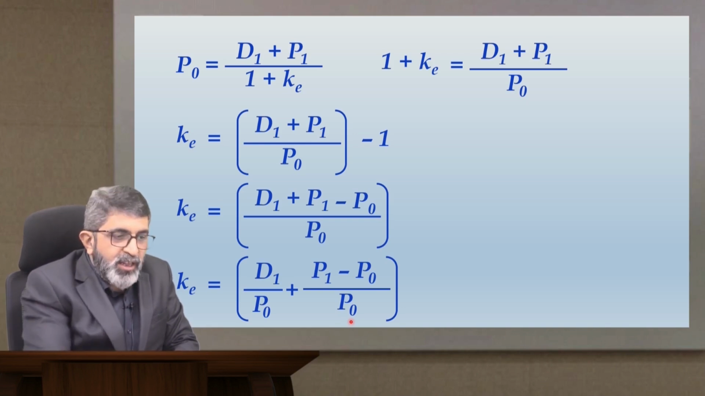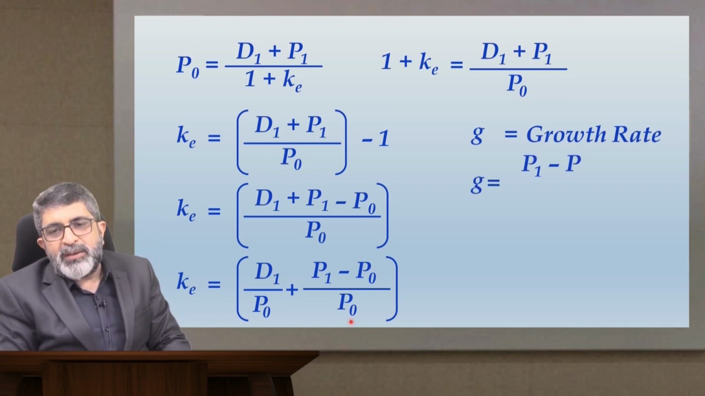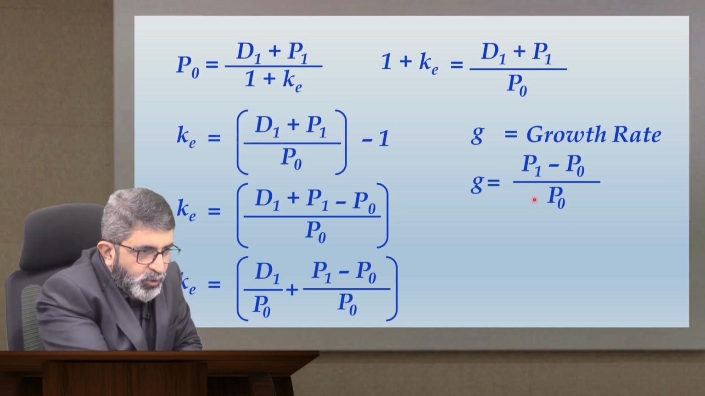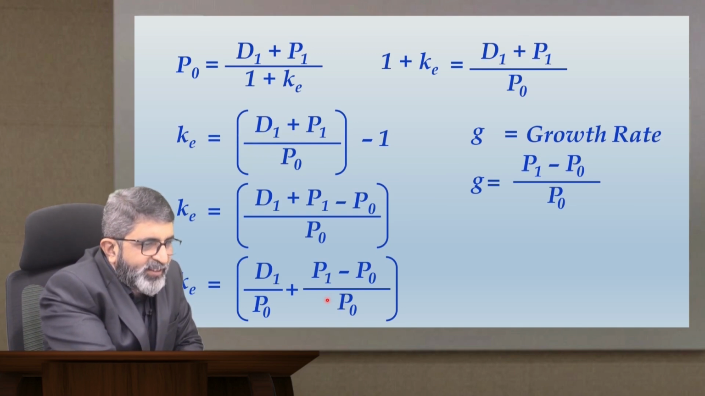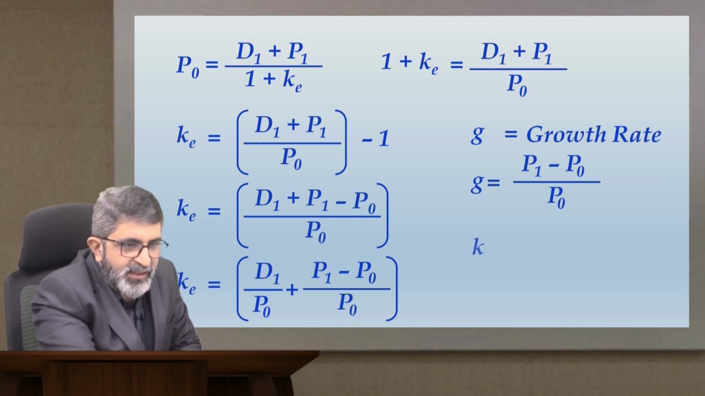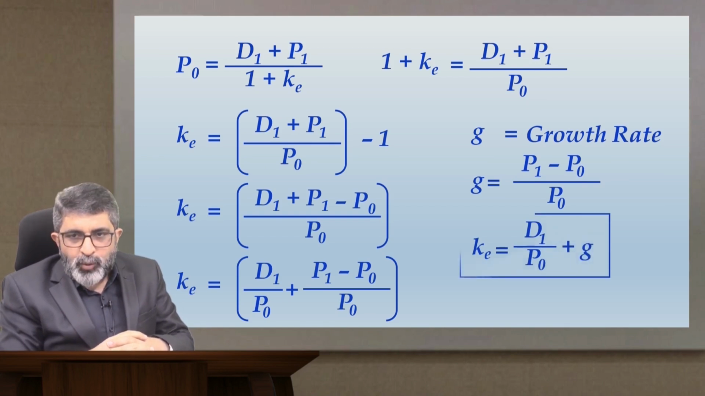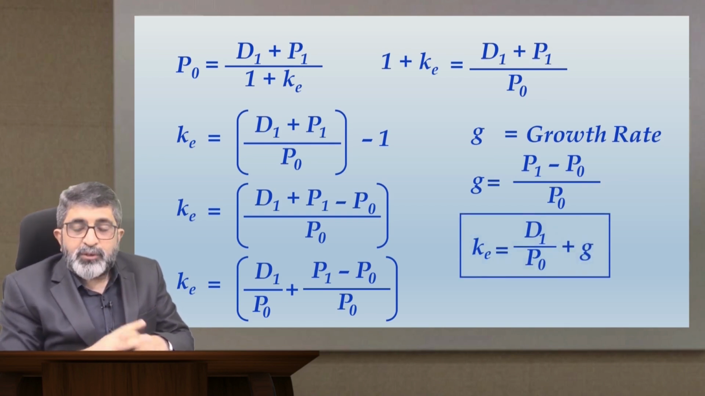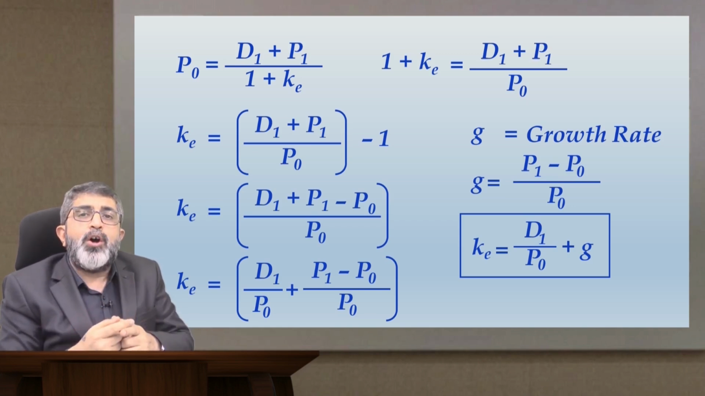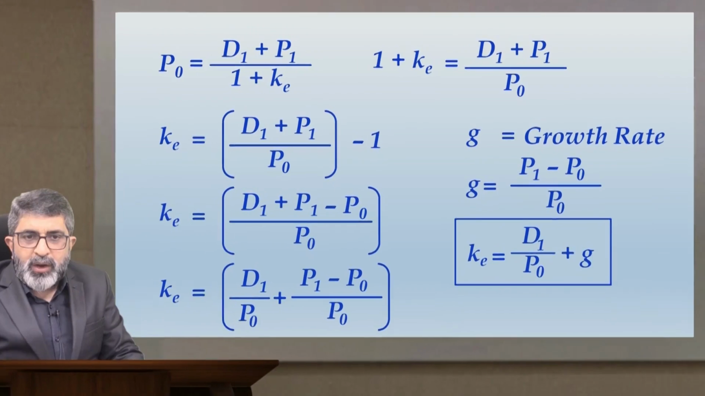0.1 or 10%. That is what we call the growth rate, and by formula the growth rate is P1 minus P0 divided by P0. So if you substitute this value of growth rate in this formula, in place of P1 minus P0 divided by P0, you can simply put this small variable G. So what you get is KE equals D1 by P0 plus G. Now this becomes a very, very important formula in the entire field of equity investment. So please write it up and then I take you ahead.